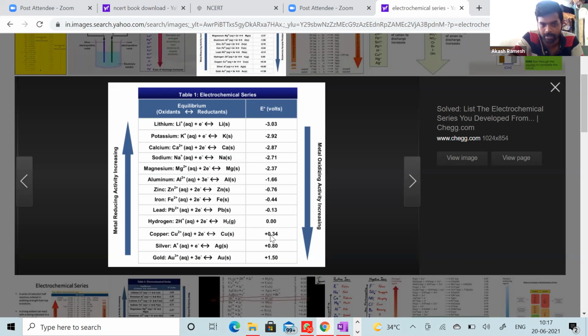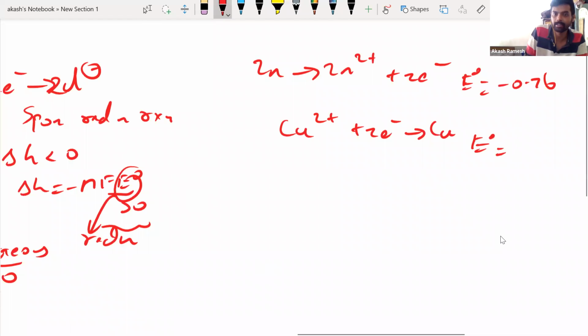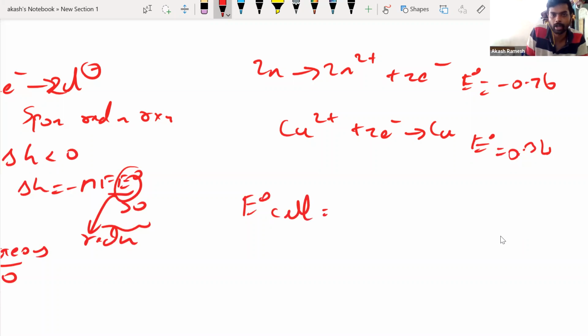You look at here, copper is plus 0.34. Let me write it there. Now I write E naught of the whole cell. I'm talking about the Daniell cell. I know I have zinc sulfate, copper rod, zinc rod, everything is there. So how will I write it?